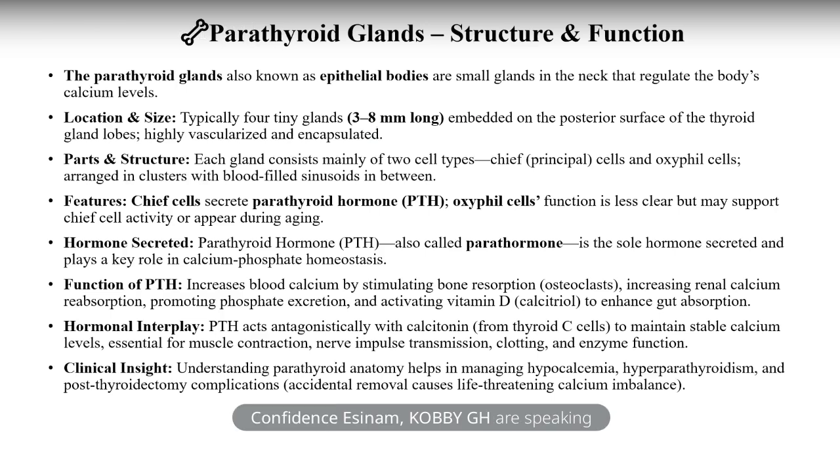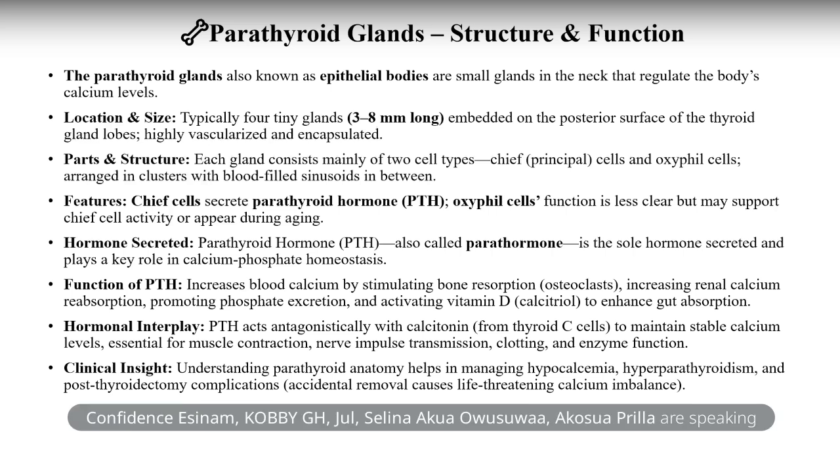2. It is a basic question, so you should be confident. Okay, so how many are the parathyroid glands? There are 4. How many cells do we have in the parathyroid gland? There are 2. What are the 2 cells?